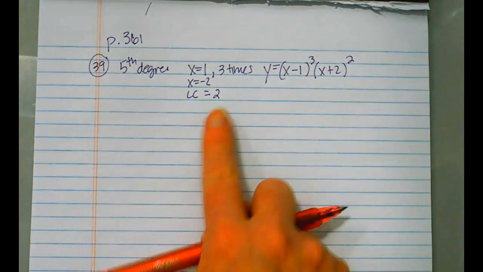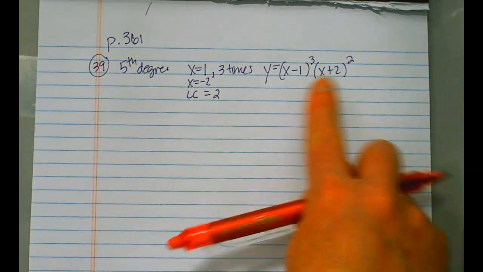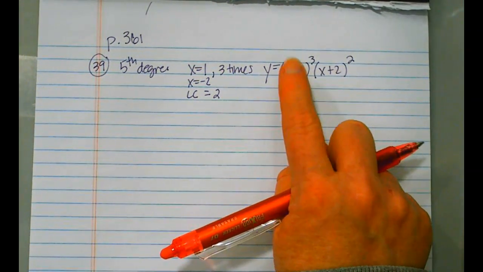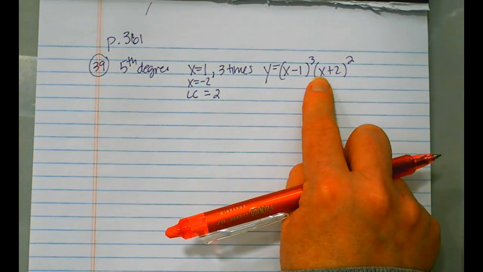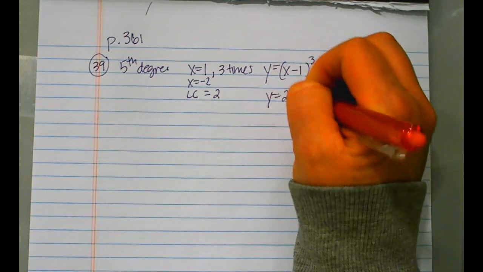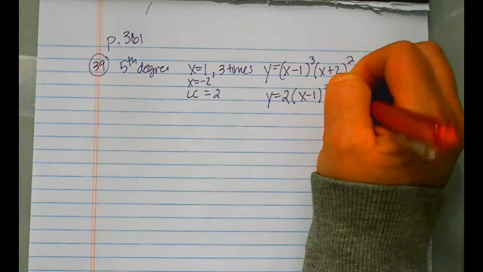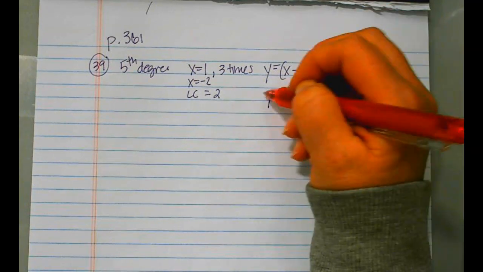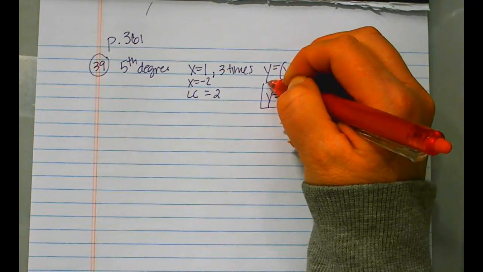And then if the leading coefficient is 2, that means if I multiply this all out, this would be x times x times x times x times x would be x to the 5th. We need to multiply the whole thing by 2. So this is what I was looking for.